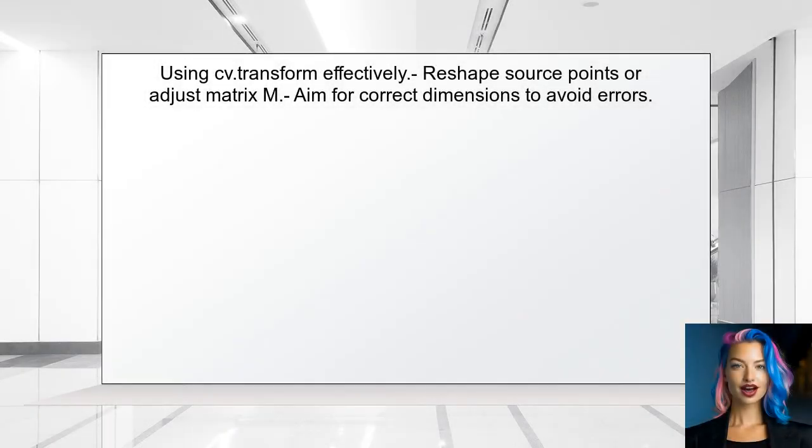Finally, if the user wants to use cv.transform effectively, they should reshape their source points or adjust the affine matrix M accordingly. This will help avoid the error and achieve the desired transformation.